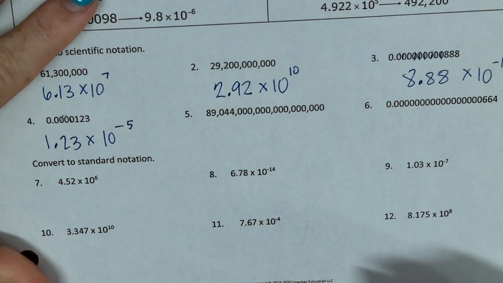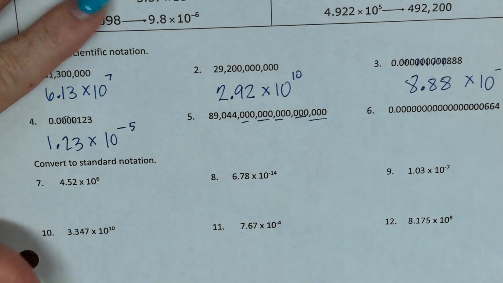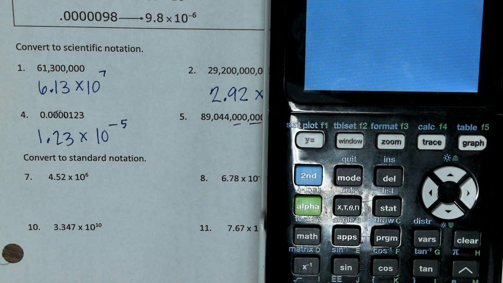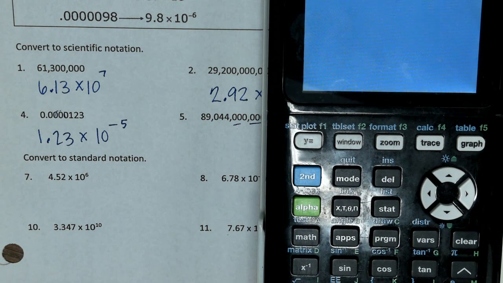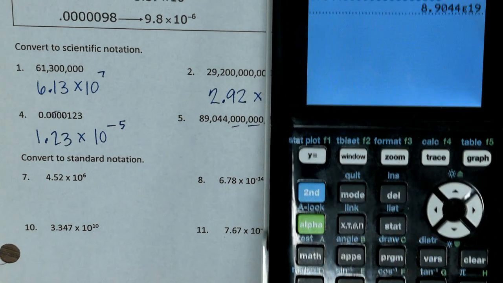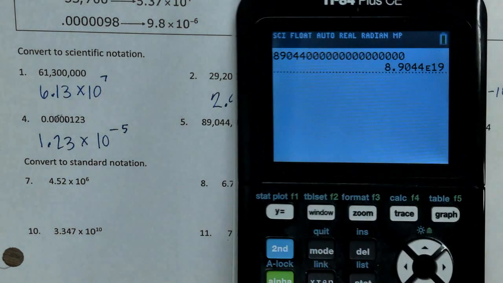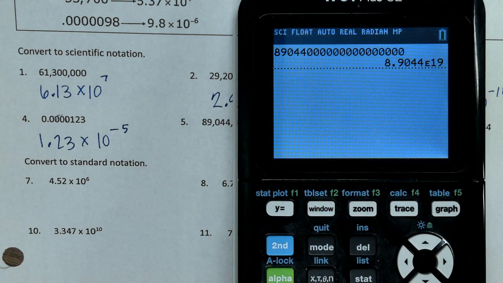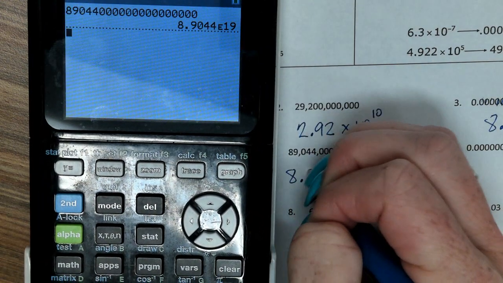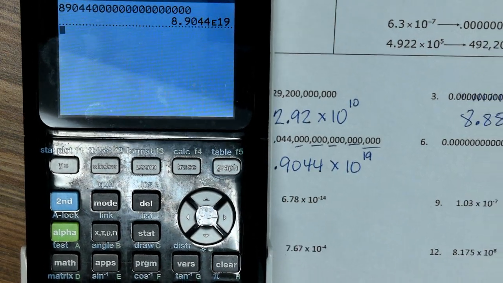I got to go count these zeros. So I'm going to go like this. 3, 6, 9, 12, 15 zeros after that 4. I think I did it right. Did y'all get the same thing as me? Exponent of what? Okay. So I would write, and I have to write all that, 8.9044 times 10 with an exponent of 19.